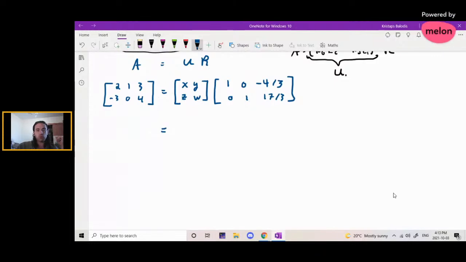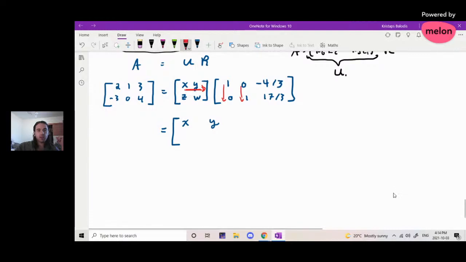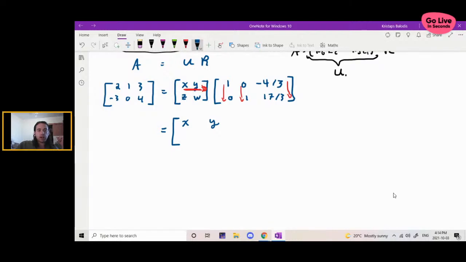So I'm actually going to do the computation on the right-hand side of this equal sign. So here I'm going to multiply across the row and down the column, right? So that's just going to be x. And then I'm going to multiply across the row and down the column, which is just going to be y. And then I'm going to multiply again across the row, down the column. And that is going to be minus 4x over 3 plus 17 over 3y.